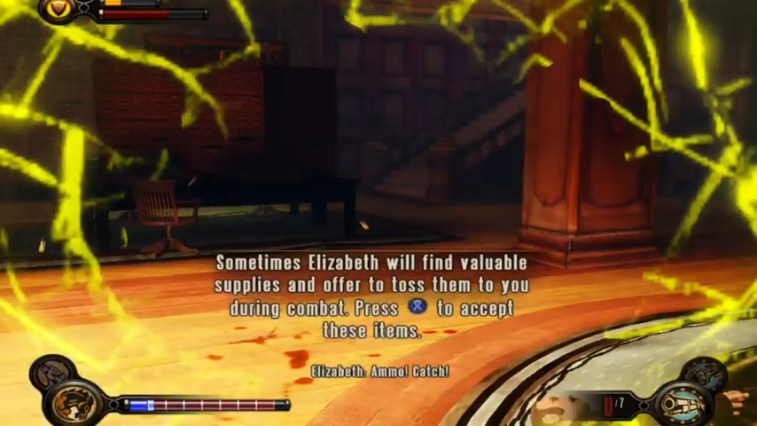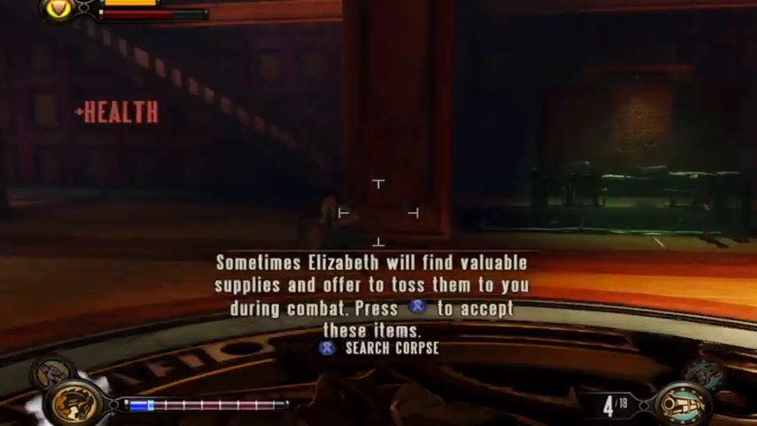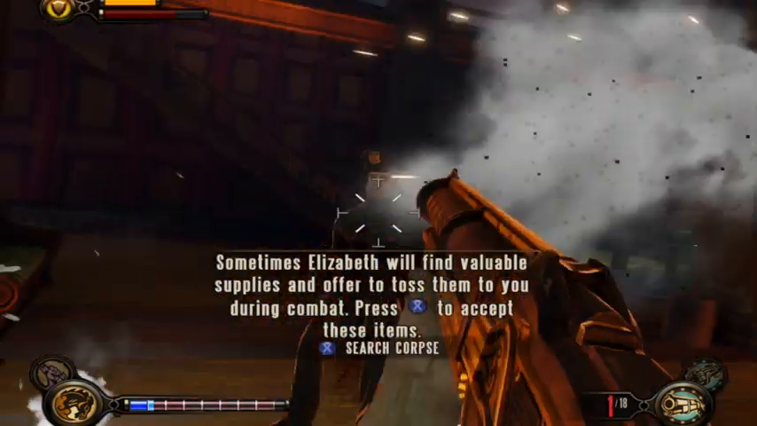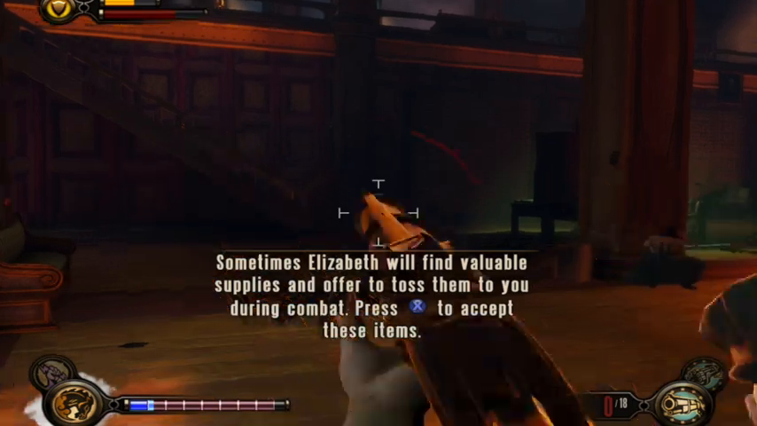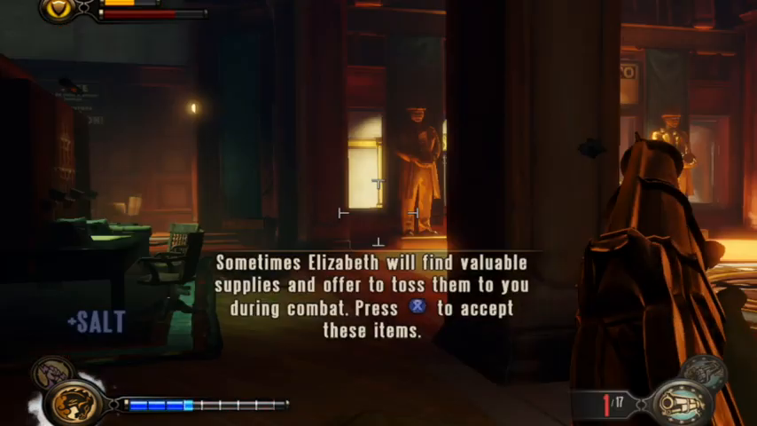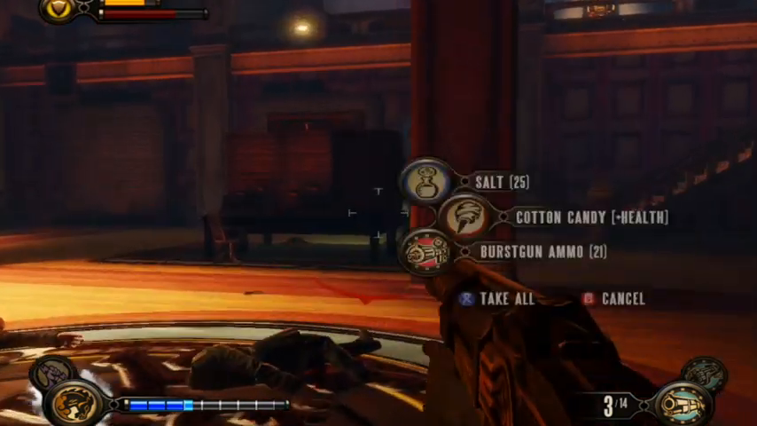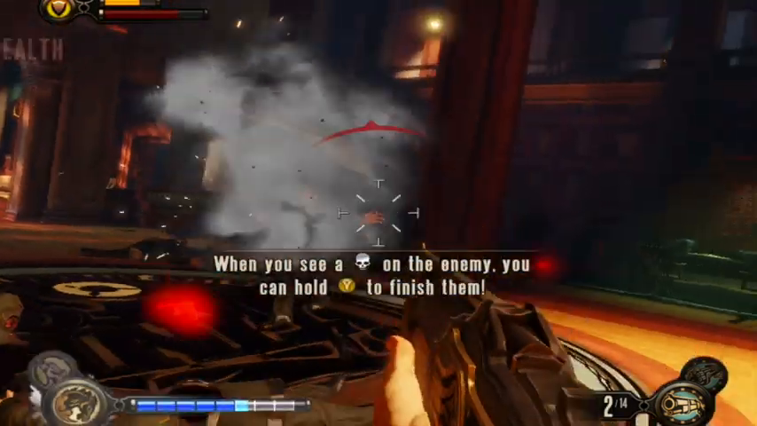So yeah, that's an example of her tossing me ammo. She saw that I was running low on bullets, and she decided to help me. And right now, as I'm fighting, she's helping me search the environment for items that could help me.